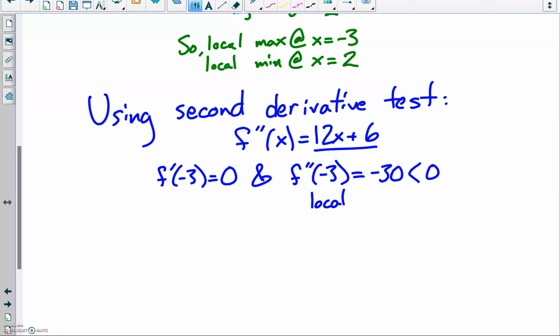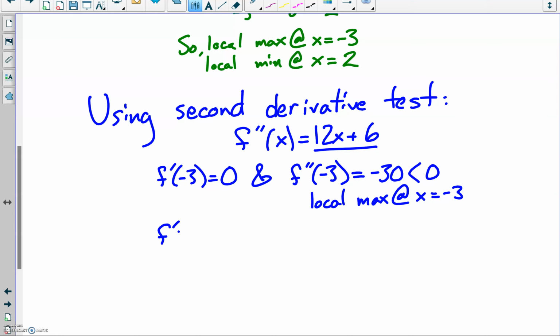Same result you got from the first derivative, just in what some people might consider a faster approach, where you just get your critical points, then go to the second derivative, plug in the critical point, and if it's less than 0, you're concave down, which indicates a local max.